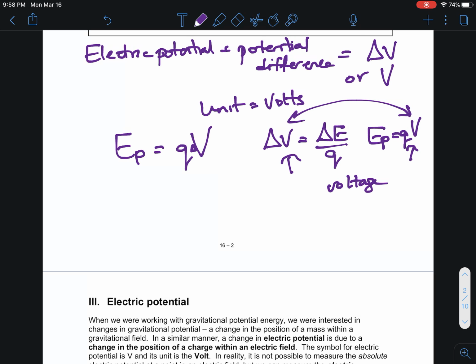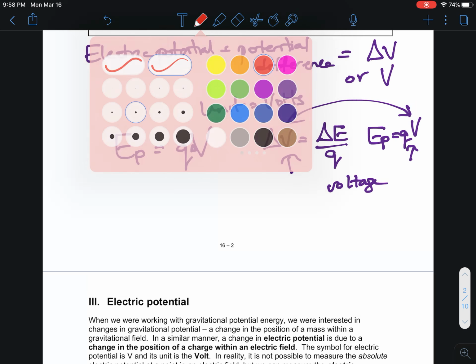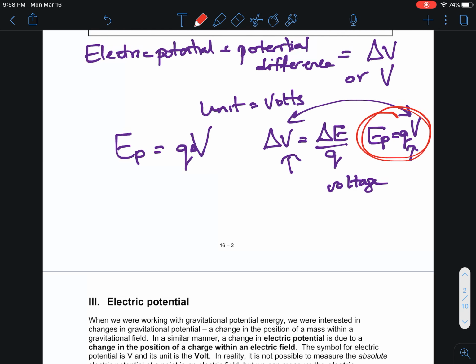Make sure that you write this form of the formula on your formula sheet. So it's written like this on your formula sheet, that delta V is equal to delta E over Q. And you want to write it in this form, EP is equal to QV, which you will most often see. And what that says is the amount of potential energy that a particular particle has is directly proportional to its charge and directly proportional to the amount of voltage, or potential difference, that it will pass through on its journey.